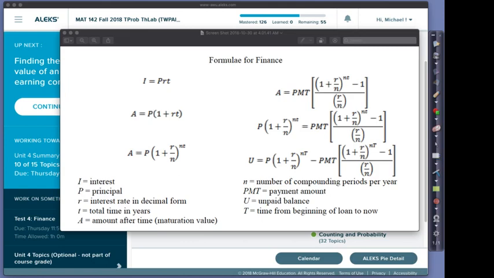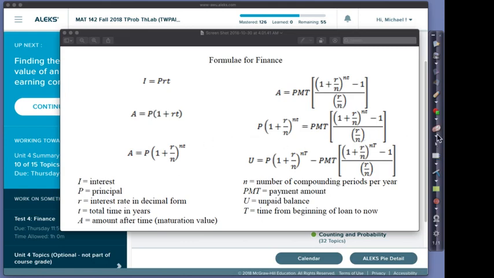Review for Math 142, Unit 4 Test Preparation. So in this series of videos, I'm going to work the 15 problems using the TI-84 calculator. It has a TVM solver, time value of money. I'll show you how to use that.